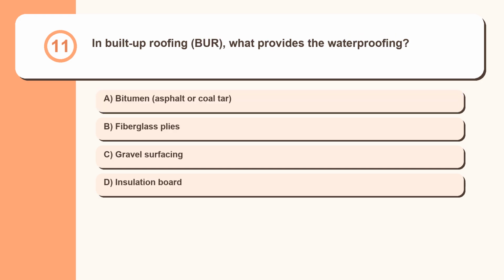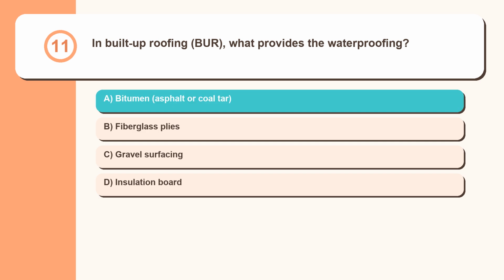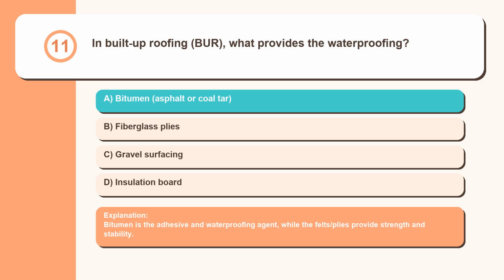Question 11. In built-up roofing, what provides the waterproofing? Bitumen, asphalt or coal tar, fiberglass plies, gravel surfacing, insulation board. Bitumen is the adhesive and waterproofing agent, while the felt/plies provide strength and stability.